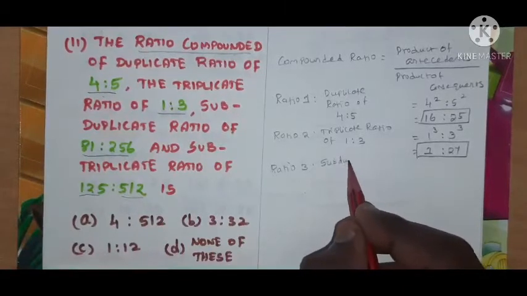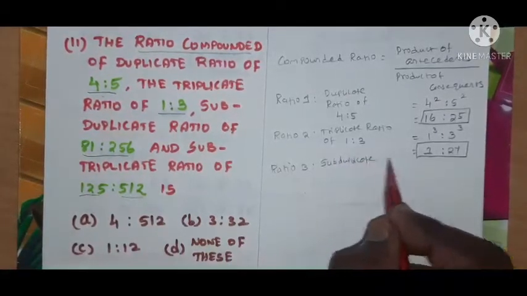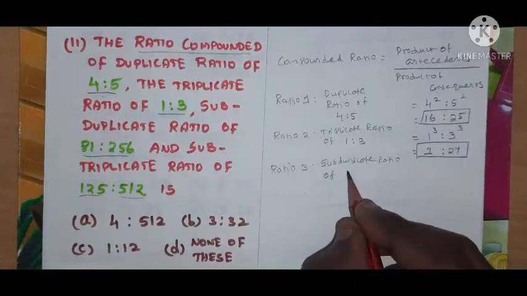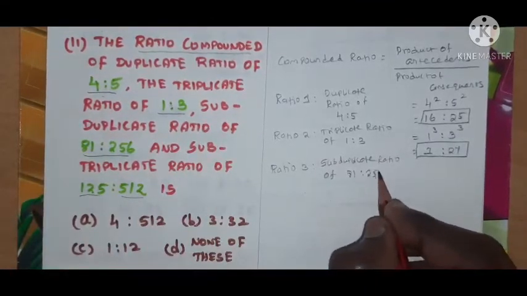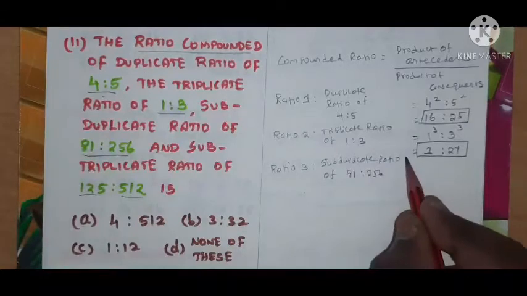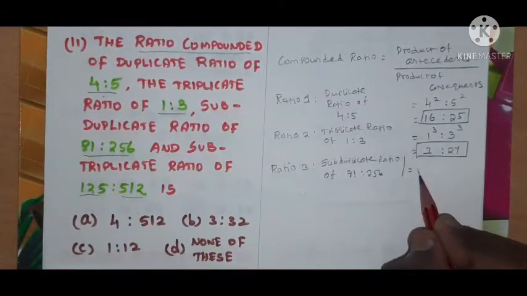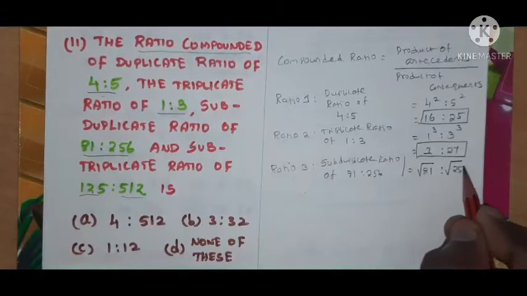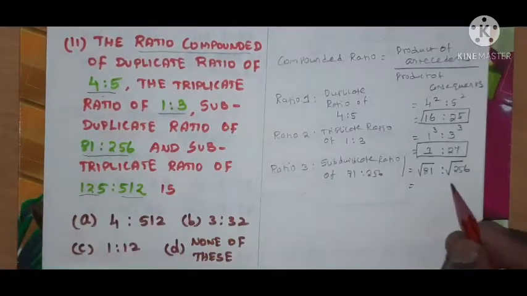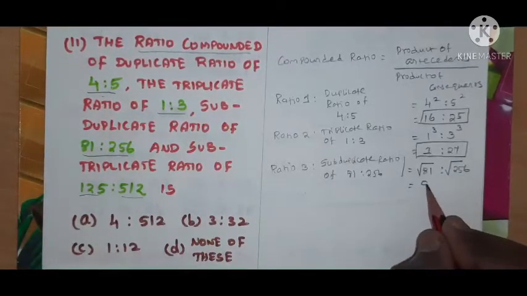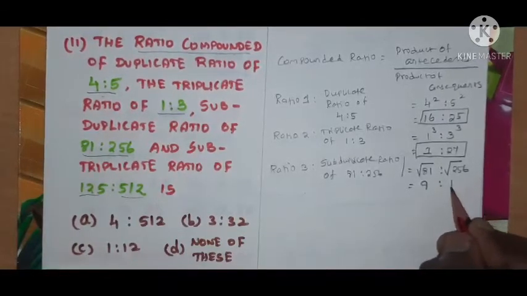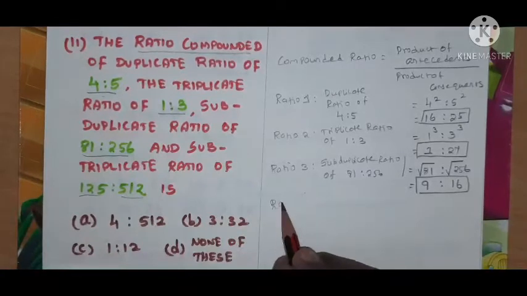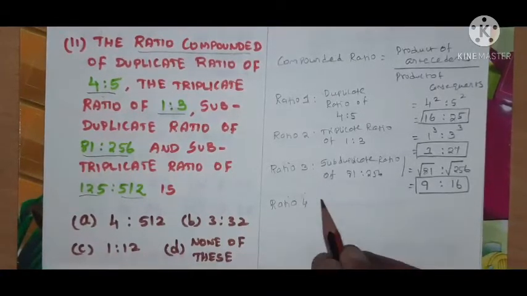Subduplicate ratio of 81 is to 256. So how do we find subduplicate? Square root of 81 is to square root of 256, where square root of 81 is 9, where square root of 256 is 16. So we found the other ratio, 9 is to 16.